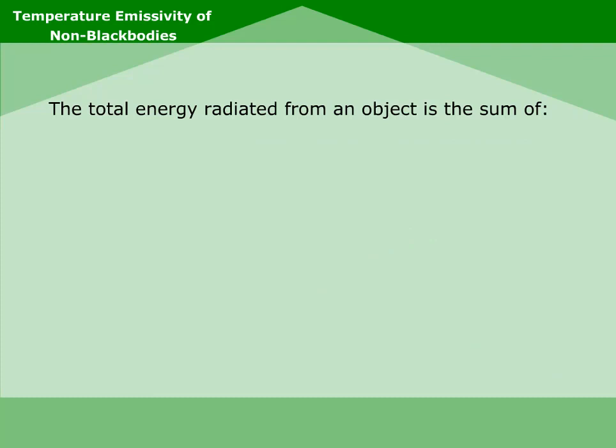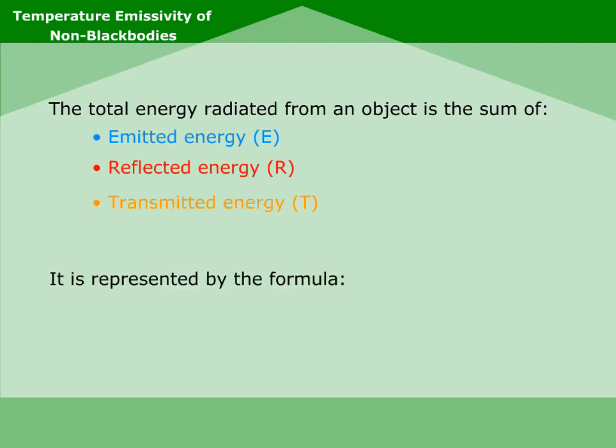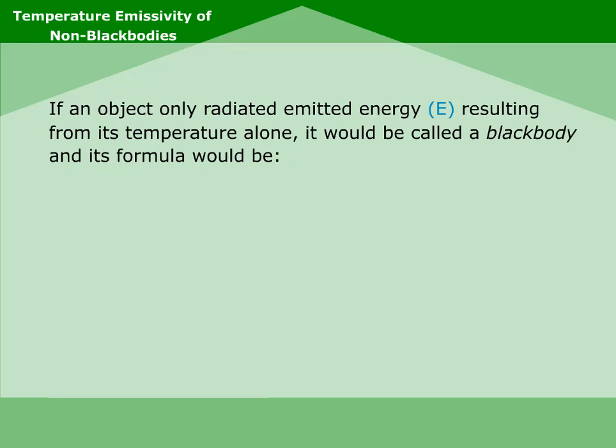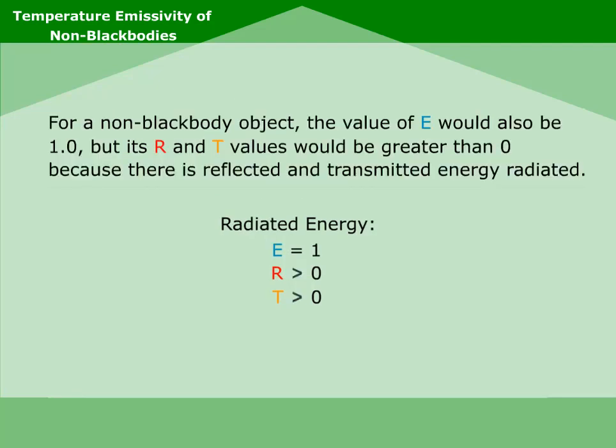The total energy radiated from an object is the sum of emitted energy, E, reflected energy, R, and transmitted energy, T. It is represented by the formula radiated energy equals E plus R plus T. If an object only radiated emitted energy, resulting from its temperature alone, it would be called a blackbody, and its formula would be radiated energy, E equals 1, R equals 0, and T equals 0. For a non-blackbody object, the value of E would also be 1.0, but its R and T values would be greater than 0 because there is reflected and transmitted energy radiated.